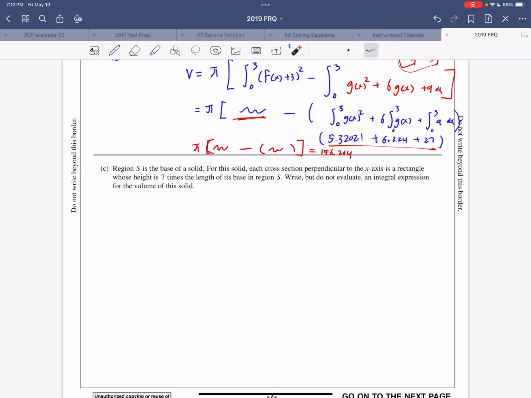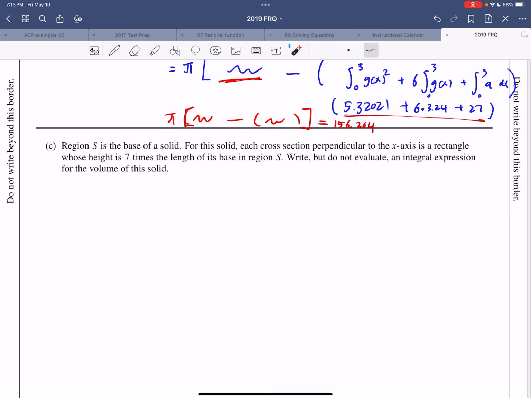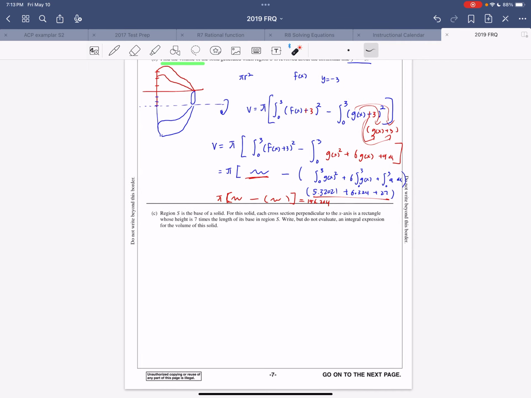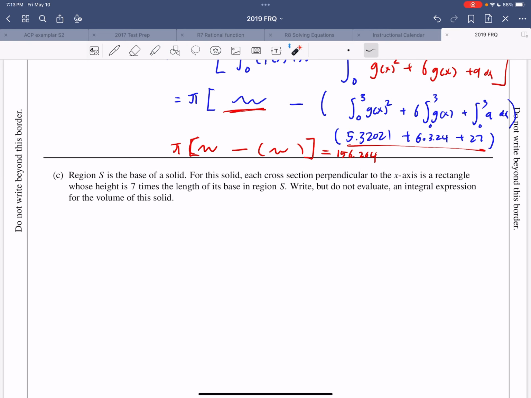So that's the last portion of the question. This is actually easier than B. So region S is the base of a solid. Do you see this one? That's going to be the base of the solid. I don't know what kind of solid that is, but it's going to be something like that all the time. For this solid, each cross-section perpendicular to the x-axis, so good job, it's the x-axis, so we don't have to trade. And it's a rectangle, so it's base times height, okay? Whose height is 7 times its base. So if it is a base, height is going to be 7b, so it's going to be b times 7b. That's going to be it.